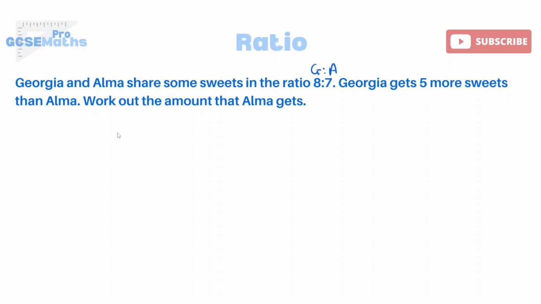So in this case, let's copy it down here. Georgia to Alma is 8 to 7. Because we're working with the difference, I want to equate the 5 sweets to a number of parts. So you literally work out the difference between the number of parts. In this case, clearly you can see the difference is one part, isn't it? So that 1 part is equal to the 5 sweets, isn't it? Georgia gets 5 more sweets.